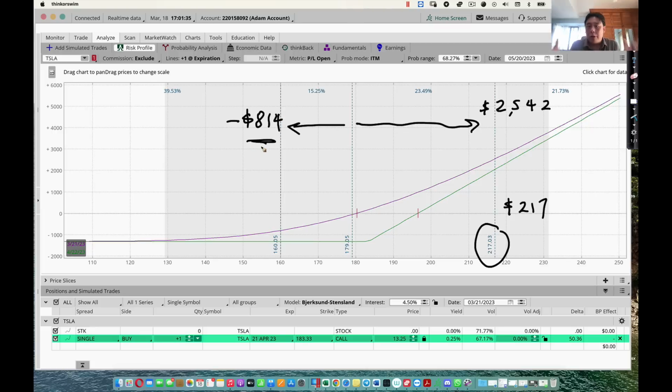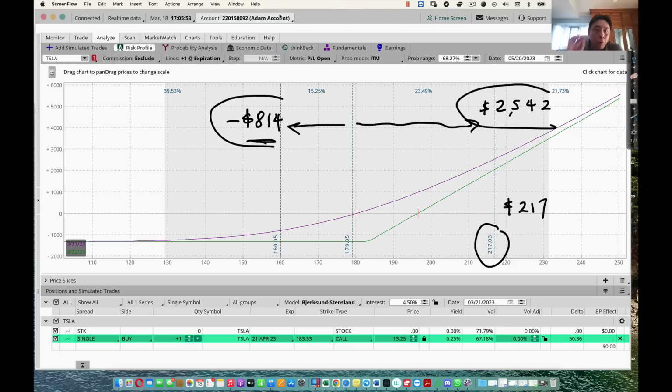So many people would think to themselves, okay, so if it goes down, I cut loss, I lose 814. If it goes up to 217, which is the target price, I make 2005. Hey, I'm risking $800 to make $2,500. Not a bad deal. What they failed to realize is the impact of time decay. Remember, whenever you buy an option, whether it's a call option or put option, every day you're losing money because of time decay. So let me show you how this plays out on the charts.